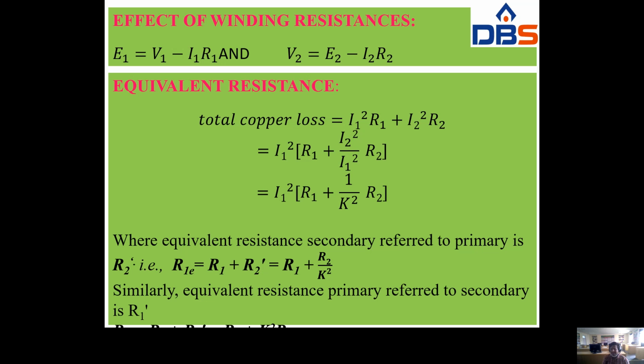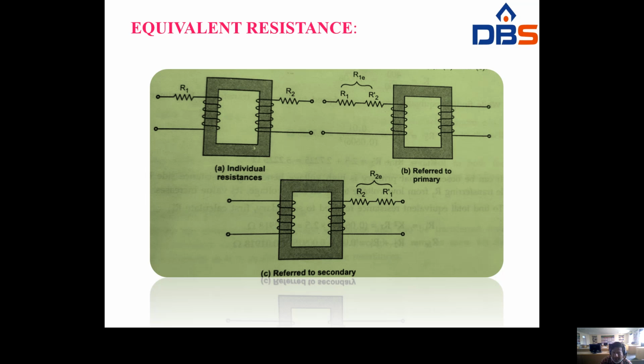Similarly, the equivalent resistance referred to the secondary, R2 equivalent, is equal to R2, the secondary resistance placed in the same manner, but we have to transfer the primary resistance from the primary side to the secondary side, that is R1 dash. Therefore R2 equivalent is equal to R2 plus R1 dash, where R1 dash is equal to K square into R1. Take note: referred to the primary, divide by K square; referred to the secondary, multiply by K square. K is nothing but the transformation ratio.